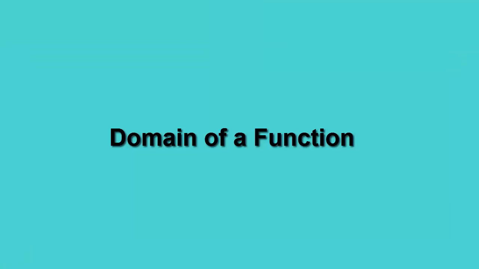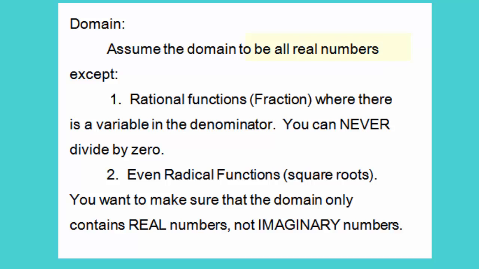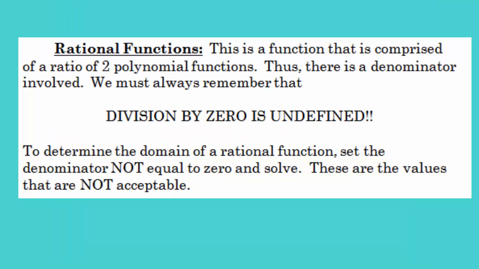Now, some of the hardest things that you may have done in college algebra, probably a little bit fuzzy in your brain, is how to find the domain. You assume the domain to be all real numbers, unless you have rational functions, which are fractions, or radical functions, actually even radicals like square roots. And with rational functions, you can never divide by 0.